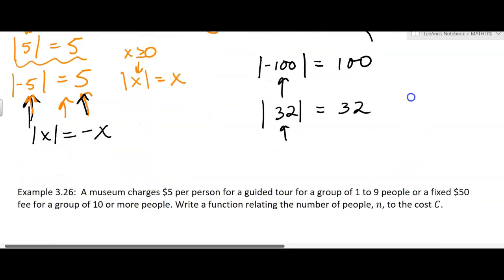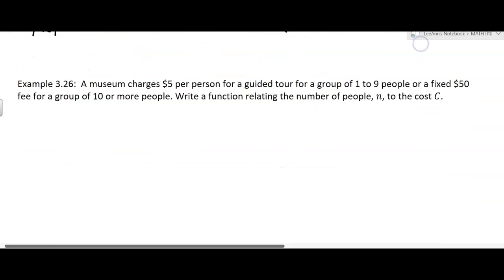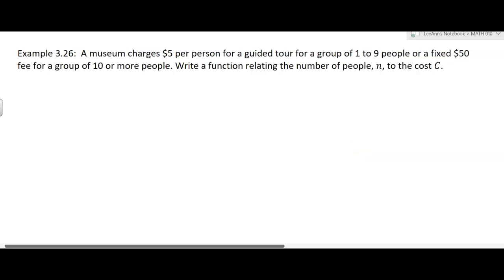Okay, so we're going to give you kind of a real-world example here. It says a museum charges $5 per person for a guided tour for a group of 1 to 9 people, or a fixed $50 fee for a group of 10 or more people. Write a function relating the number of people n to the cost c. So we're going to say c of n. The way you figure out the cost, there are two pieces to it.